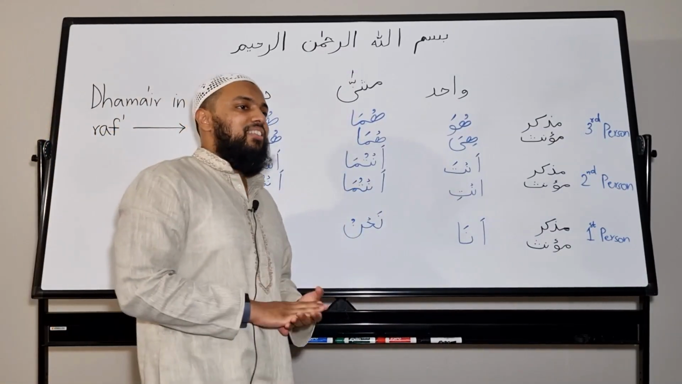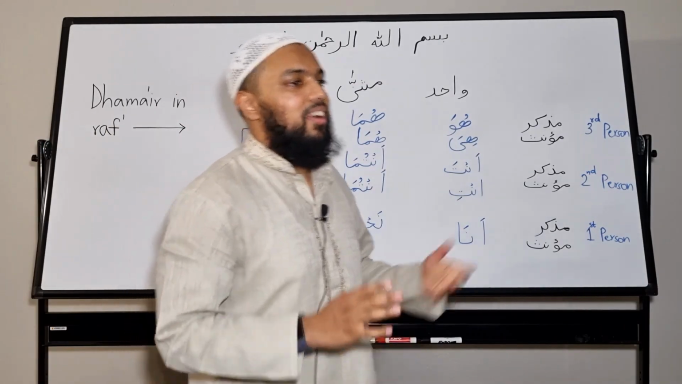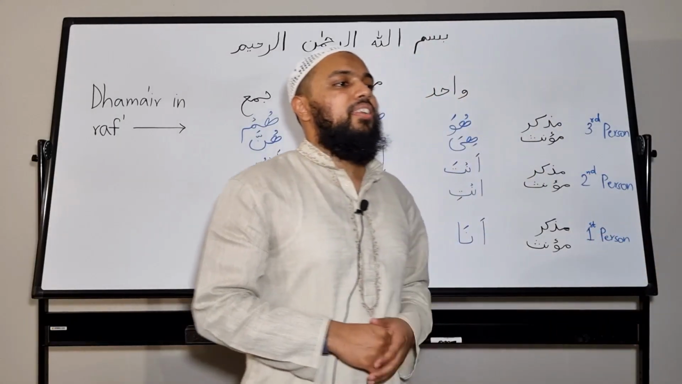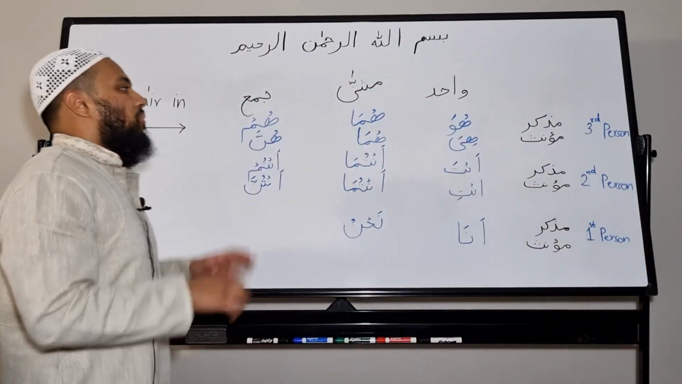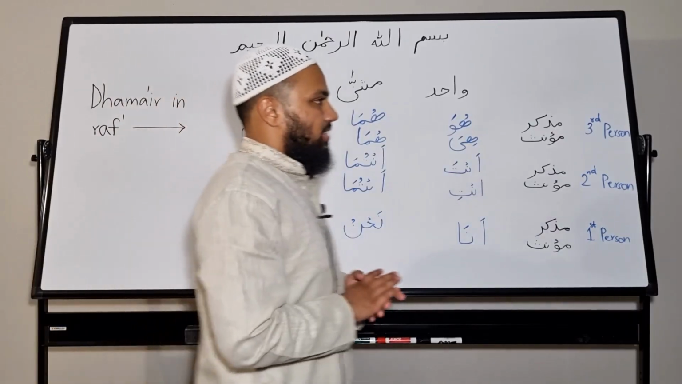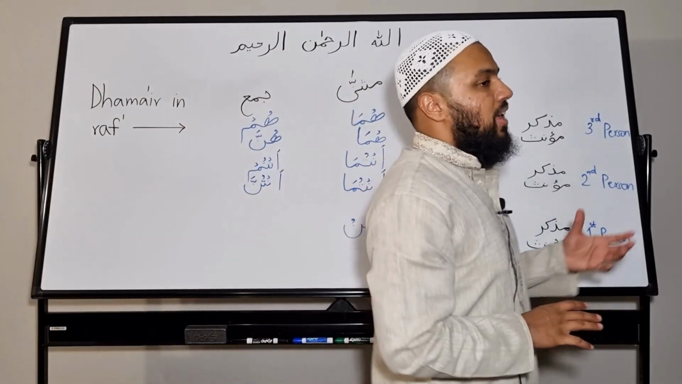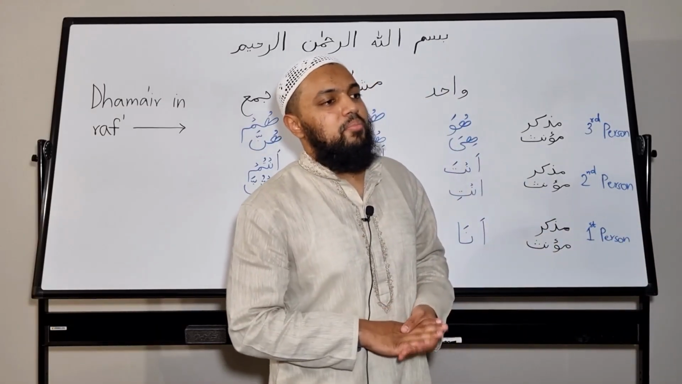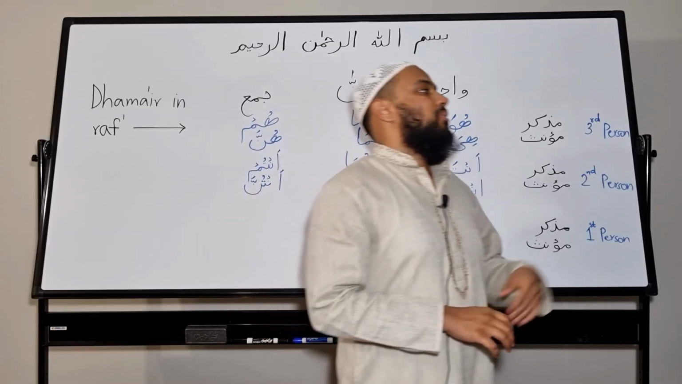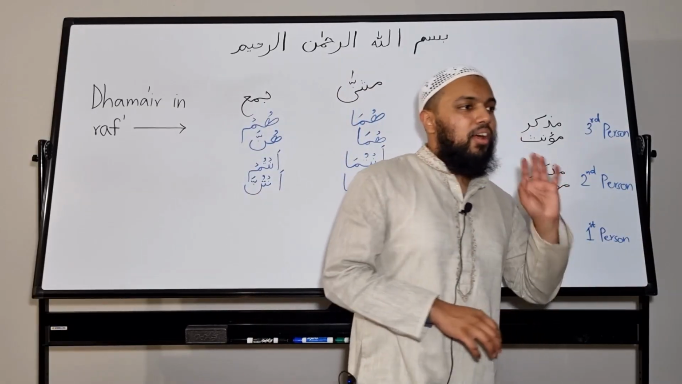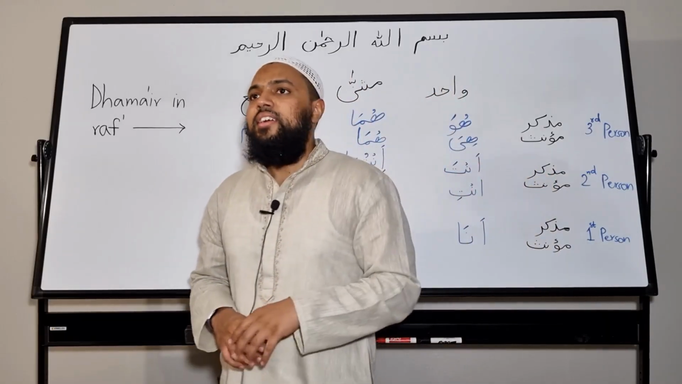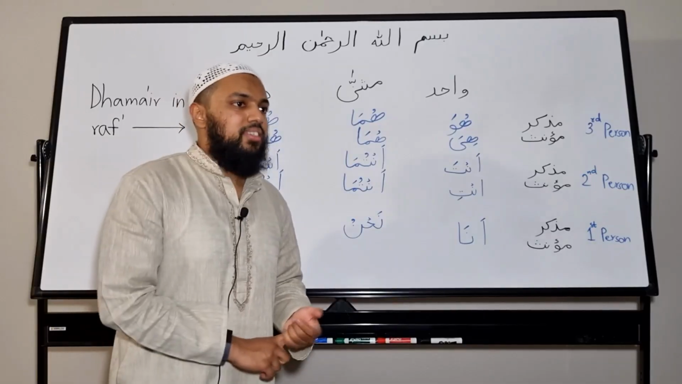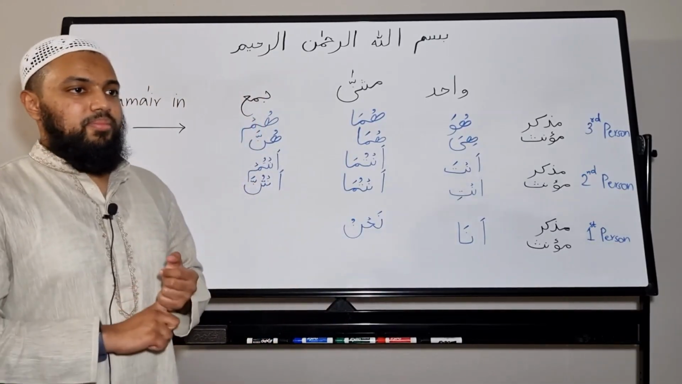Jins, adad, wus'at, and i'rab, right? When it comes to wus'at, dhamair are ma'rifa. Okay? So one aspect is covered, right? So now there are three more aspects: jins, adad, and i'rab.